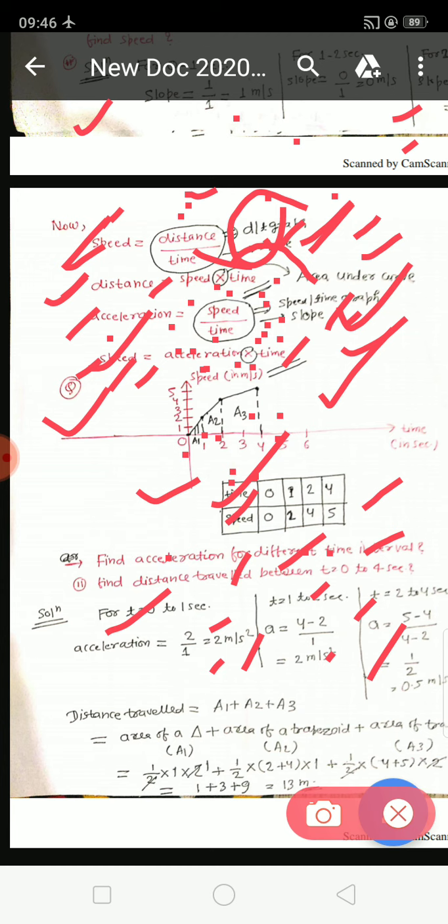So area under the curve means that whatever lines or shape the motion of the object takes, you have to find the area covered by those lines with respect to the x-axis between those time intervals. Whatever time interval is there, in that interval you have to calculate the area.